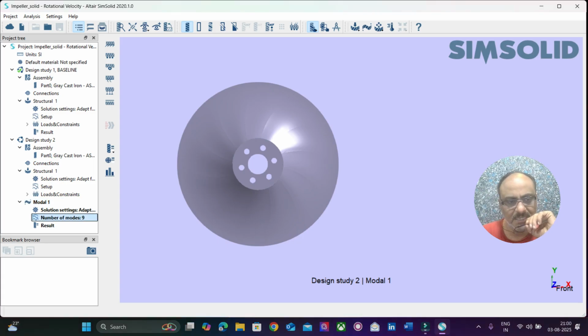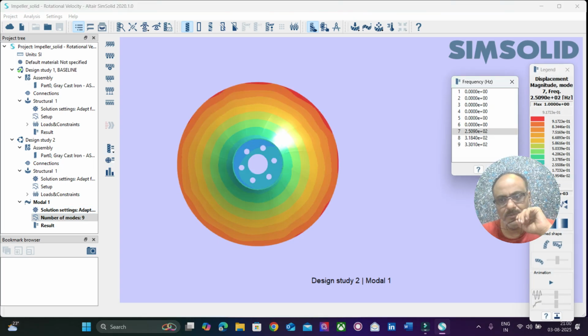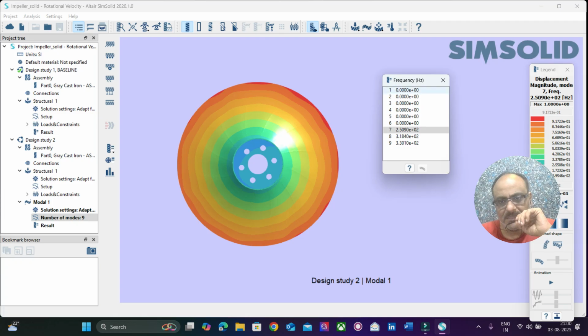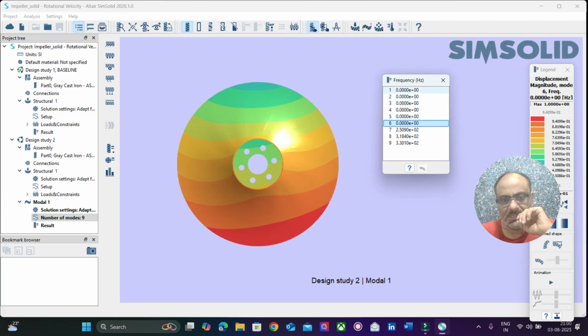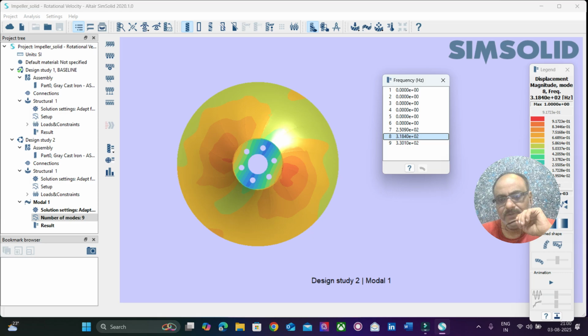So we are extracting 10 modes, and we'll see what the 10 modes are here. Here we'll find that the first, second, third, fourth, fifth and sixth frequencies, all 6 frequencies, are 0, and the 7th frequency is 250.9 hertz. The 8th frequency is 318.4 hertz. The 9th frequency is 330.1 hertz.